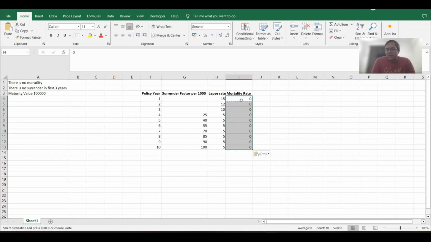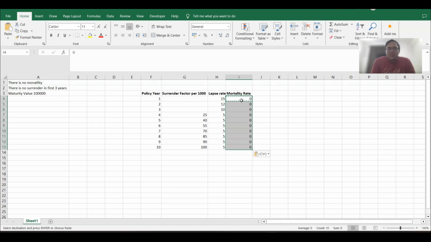At the end of the final year, if a surrender happens, then it will be 1 lakh, which is equal to the maturity value, right? Because the person has held the policy for that much time. If he or she is surrendering, then he should get that benefit because he has stayed with the company for that much time, right?